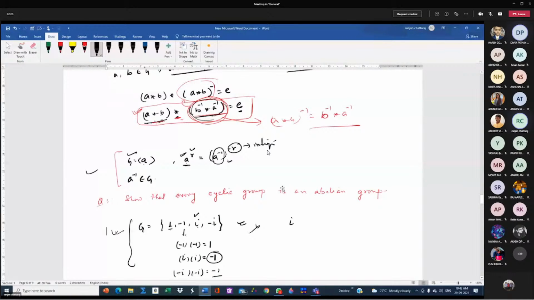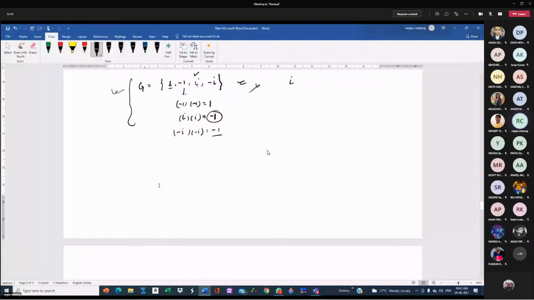That means suppose the two elements are s equals a to the power p, and t is equal to a to the power q. Then st equals how much? a to the power p plus q, and it is a to the power q plus p, and this is a to the power q a to the power p, and this is ts. Okay, go to question number 4. Question number 4, try to solve it.